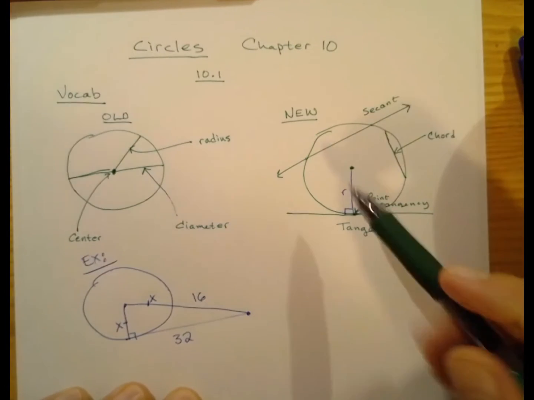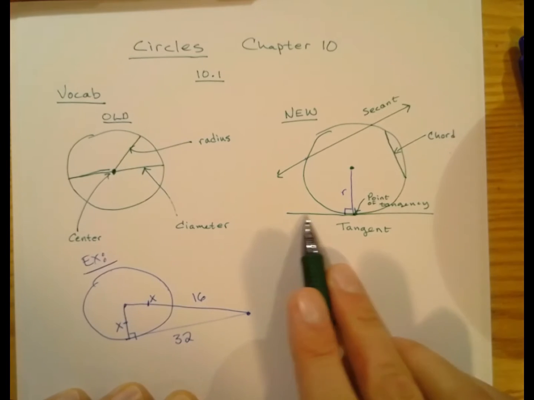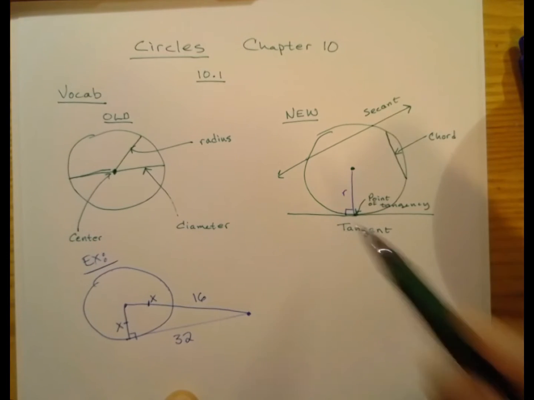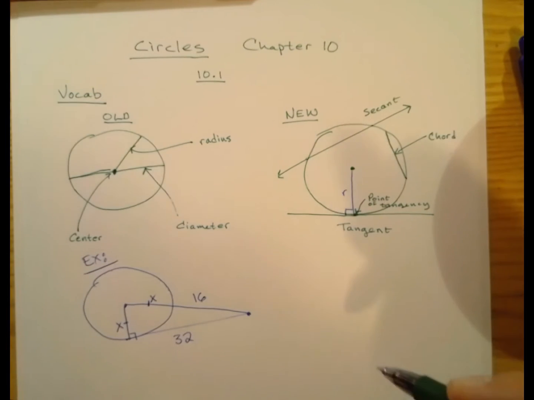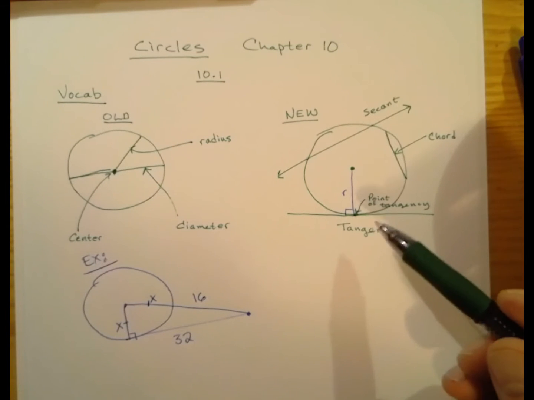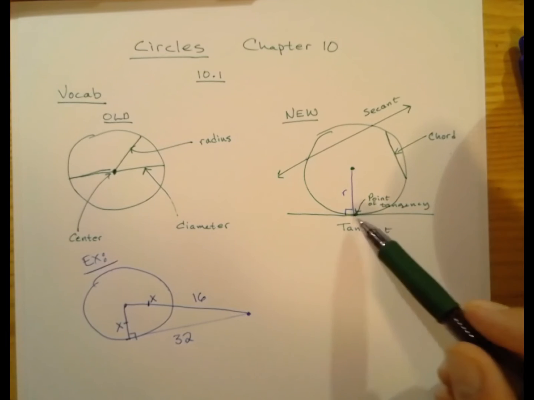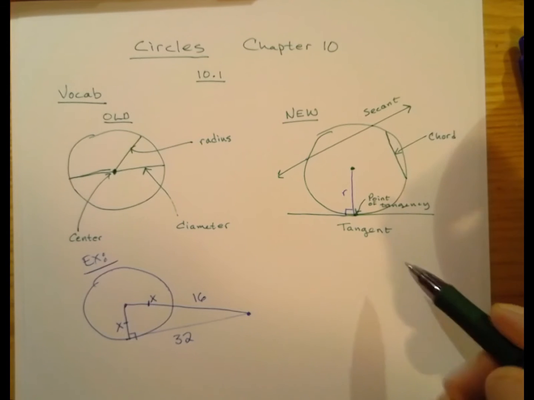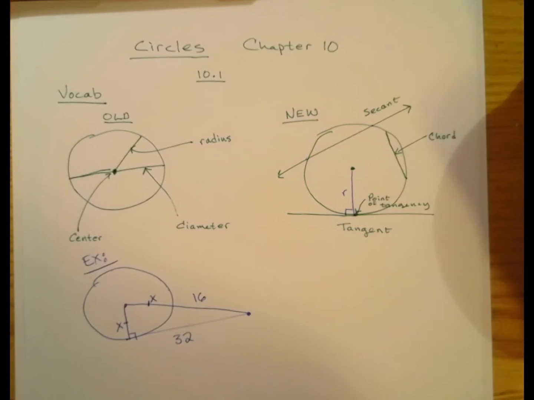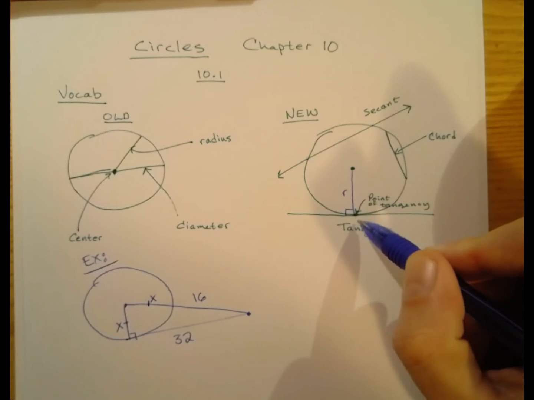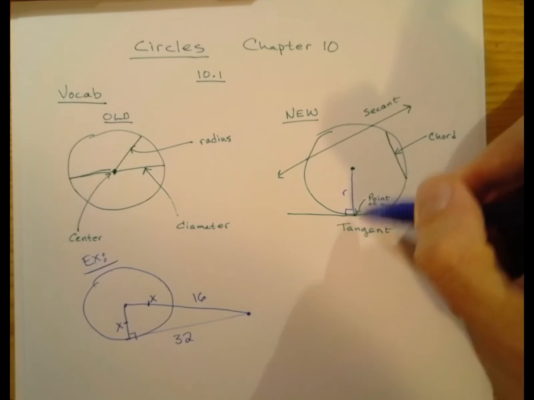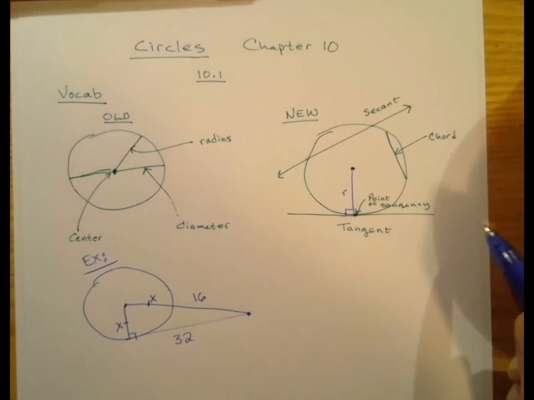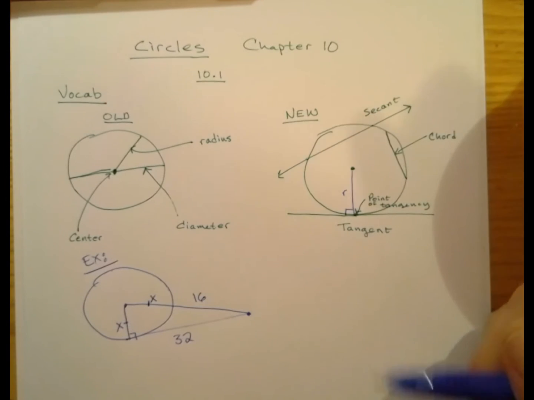Now for the new fun stuff. A line that touches the outside of the circle at exactly 1 point is called a tangent line. The point where the tangent touches the circle is called the point of tangency. And one of the theorems from this section is that the tangent line is perpendicular to the radius that intersects at the point of tangency. We're going to use that in an example here in a second.